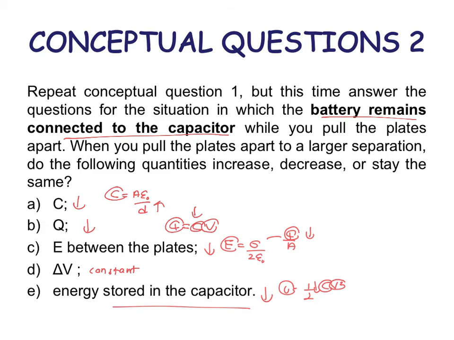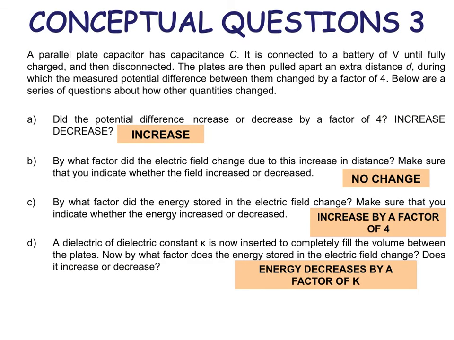Okay, let's move on to the next question. This question looks almost like the first one that we discussed. They're still connected to the battery, and then disconnected, and the plates are then pulled apart by a factor of 4. If the question asks by what factor, you need to answer increase by double, increase by triple, increase by 4, or something like that. Like I mentioned before, when you disconnect it from the battery, your charge will be constant. Did the potential difference decrease by the factor of 4? No, your potential difference will be increased.